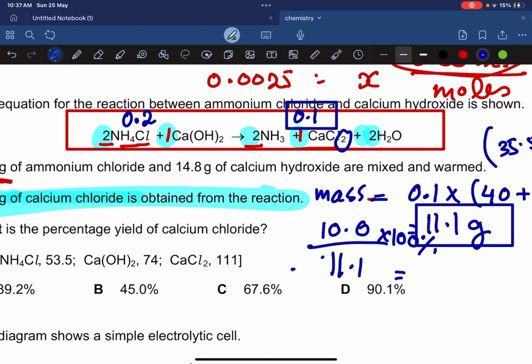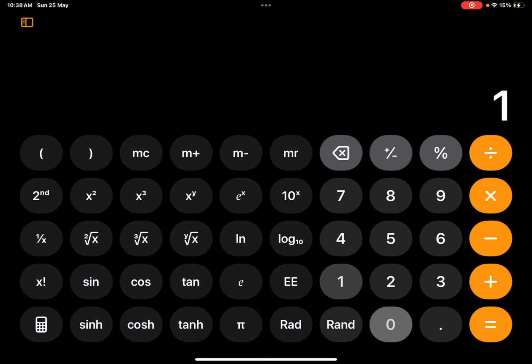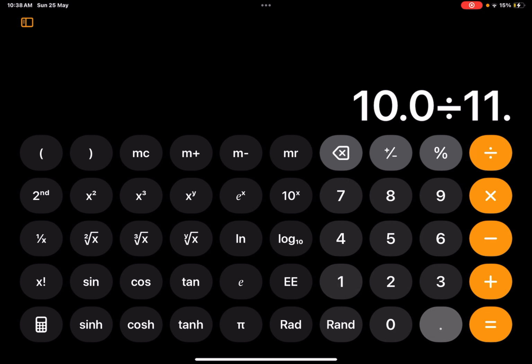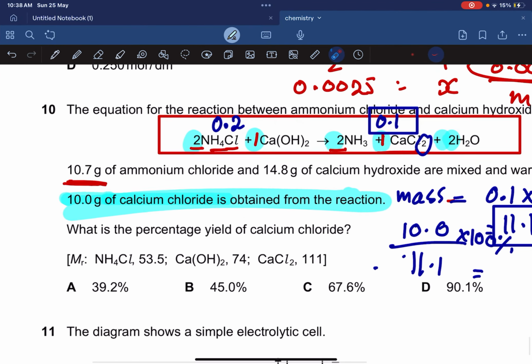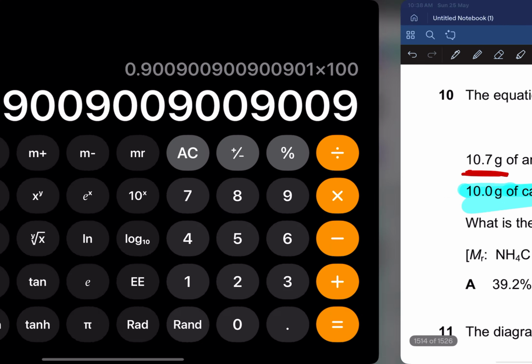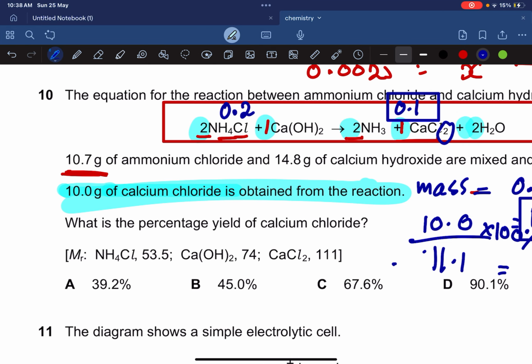If you want the formula, that's simple कि ऊपर आती है आपकी actual yield, नीचे आती है आपकी theoretical yield times 100. ठीक है, so that's the formula. 10.0 divided by 11.1 times your 100. That's going to give me a 90% yield, and if you round it off, this 9 upon here is going to be rounded off to 1, so that's 90.1%. Okay, and that makes it to be option D.